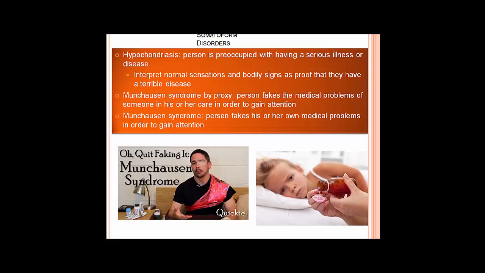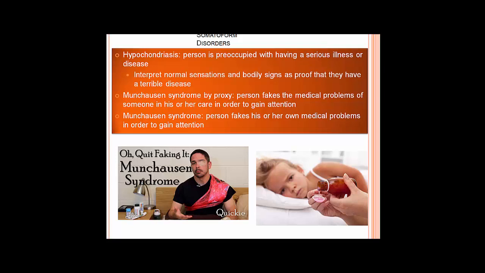Somatoform disorders. Hypochondriasis, in a way, is sort of an obsessive disorder. Hypochondriasis is where a person is preoccupied with having a serious illness or disease, becomes so obsessed with this that then they go to a physician or some healthcare professional who diagnoses them and finds nothing. And this goes on and on and on.